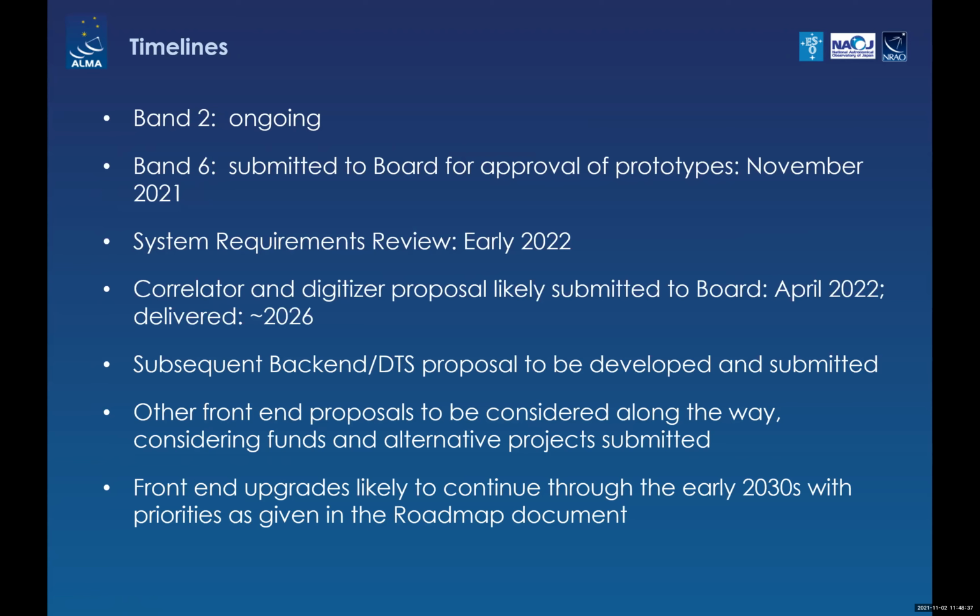We're hopeful that a correlated digitizer proposal, or separately, will come forward to the board in April next year with an anticipated delivery timescale around 2026. We do have the back end and DTS proposal that does need to come forward, because the plan is to put the correlator at the OSF at 3,000 meters. So we're going to require a DTS system to get the data from 5,000 meters down to 3,000 meters. And then the front end upgrades, starting with Band 6, likely to continue through the early part of the next decade, following the priorities as set out in the roadmap. And so that's basically the outline of where we're going. And really all I wanted to say.